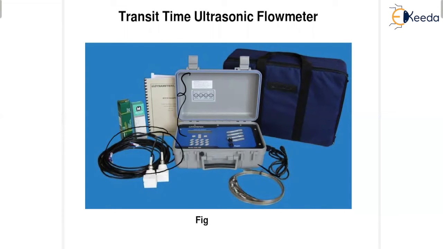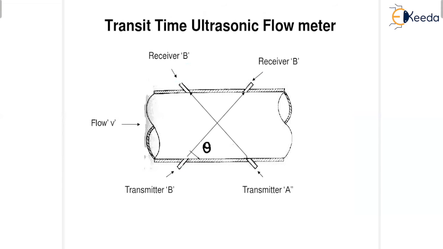Generally for your understanding, I'm showing the physical device. Suppose here I'm going to use the signals in such a wave over here. I'm going to take it as a receiver B, that is transmitter A, receiver B, transmitter B.